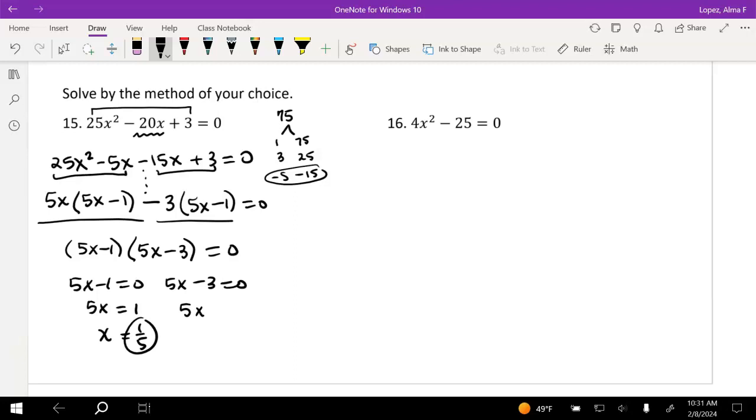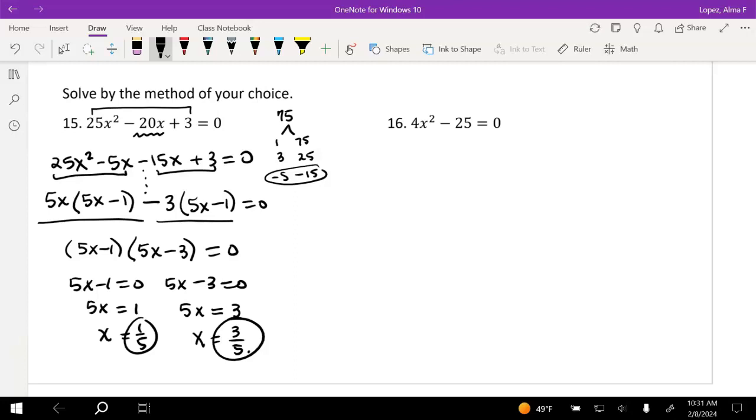Then I'll move the 3 over to the other side on this one. I'll get 5x equals positive 3. After dividing both sides by 5, I'll get a 3/5. Now on this last one, it is a difference of two perfect squares factoring. I'm going to use that method, but you could actually use the square root method because you have only a squared term and a constant, or you could even use the quadratic formula again.